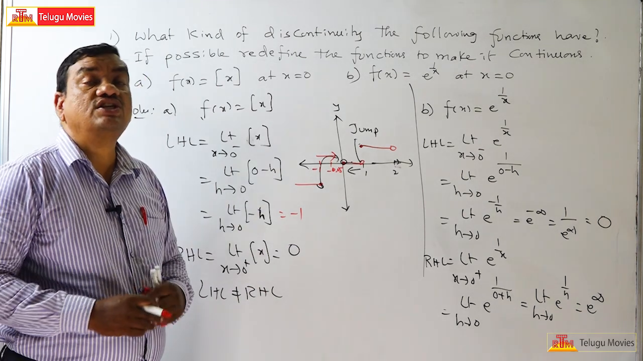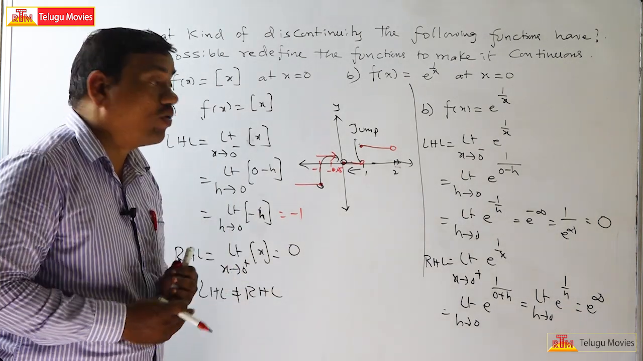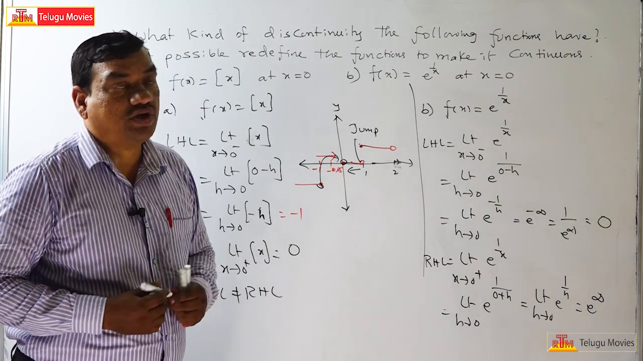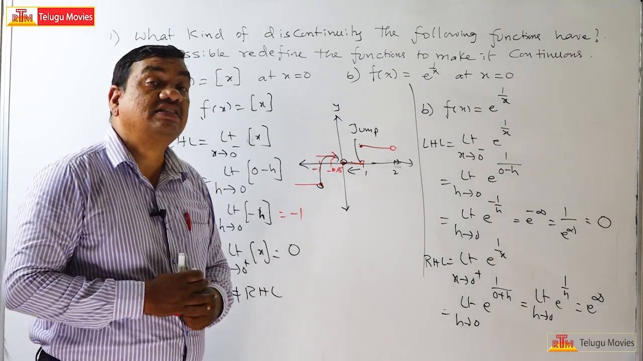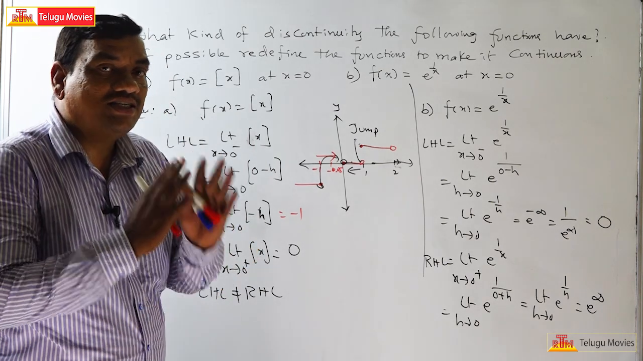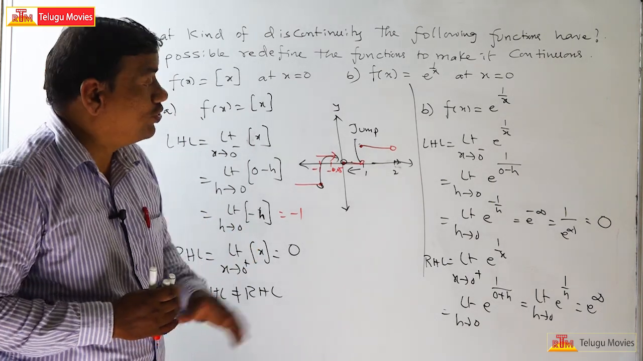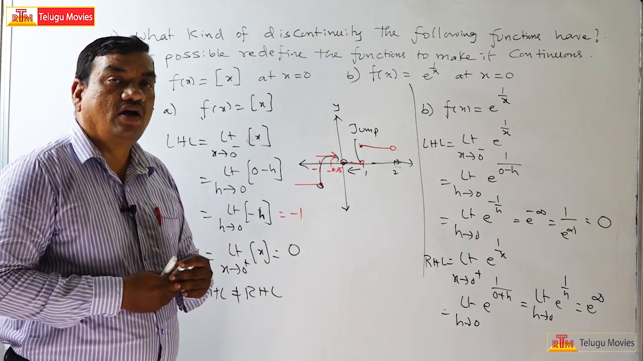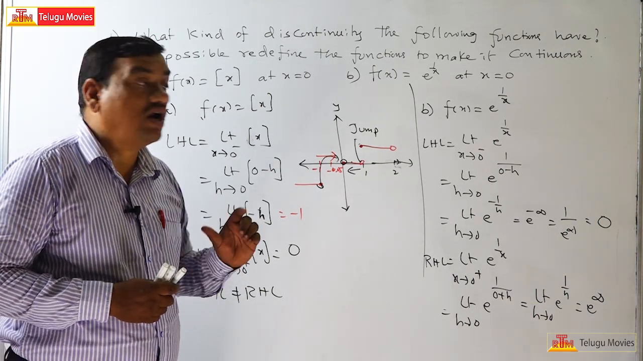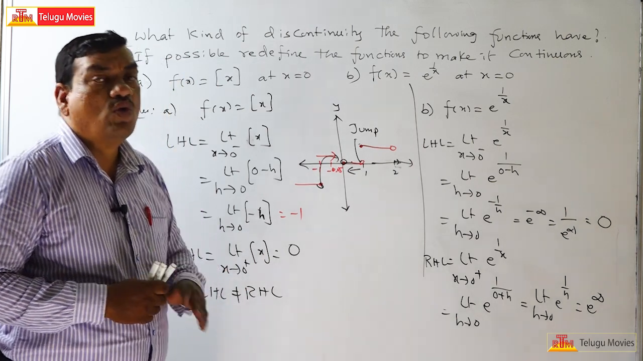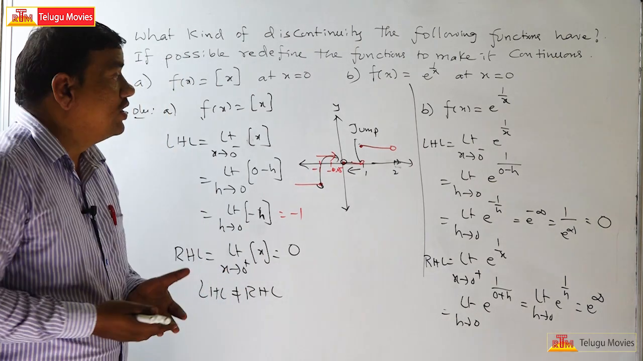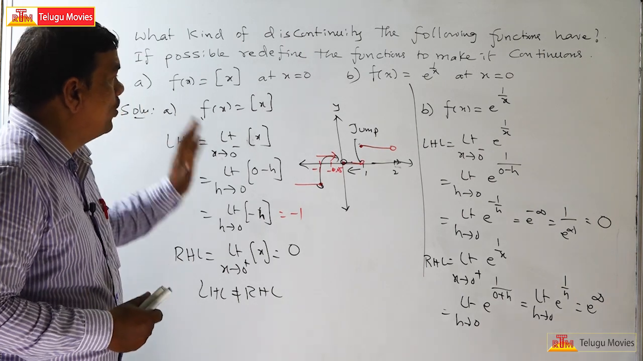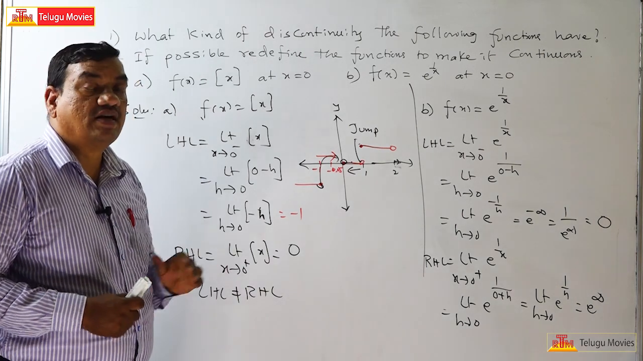So this function, particularly the e power 1 by x function, is not continuous. It is discontinuous at x is equal to 0, and it is also non-removable. We cannot remove this discontinuity. We cannot define another value to make the function continuous. So I hope that you understand these two examples.